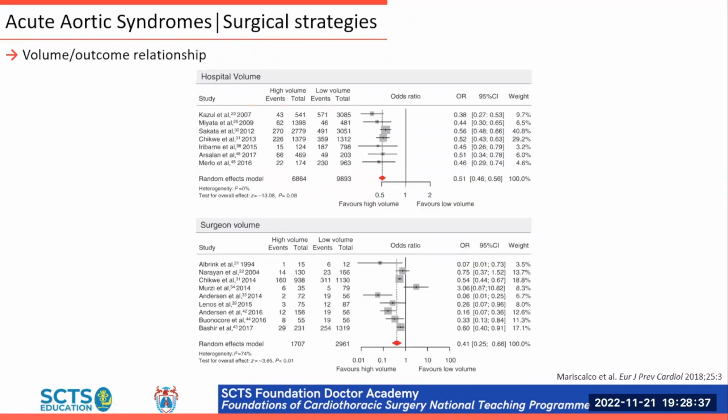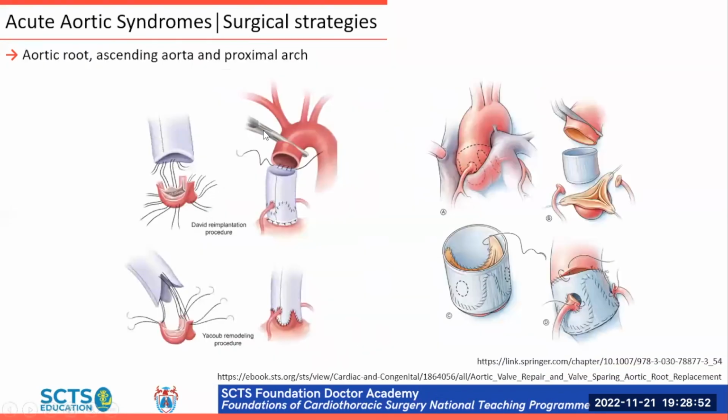This is a meta-analysis that my group did some years ago, which shows clearly that the benefit in terms of better survival is evident not only in high volume centers, but also when you discuss high volume surgeons. Of course, the techniques to repair the ascending aorta and the aortic root are the standard ones. You see the typical techniques of sparing operation, Bentall operation, or just a simple aortic valve repair and interposition graft.